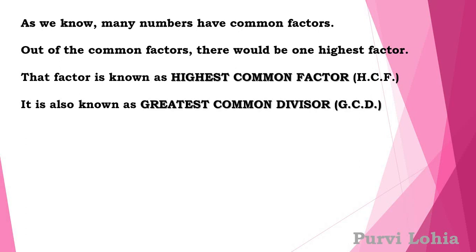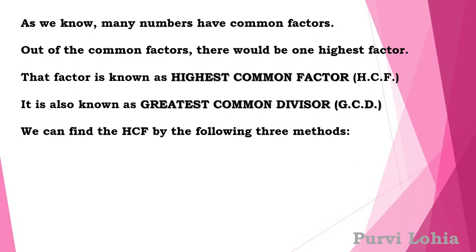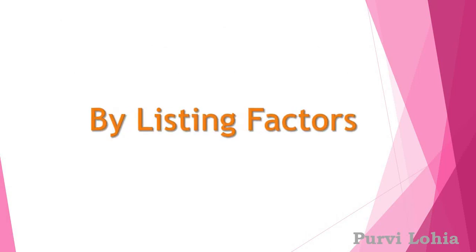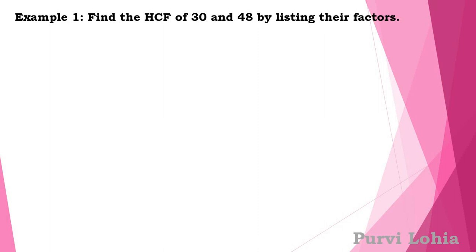Okay? We can find the HCF by the following 3 methods. They are by listing factors, by prime factorization method, and by continued division method. We will learn all the methods one by one. So let's start the first one, by listing factors.